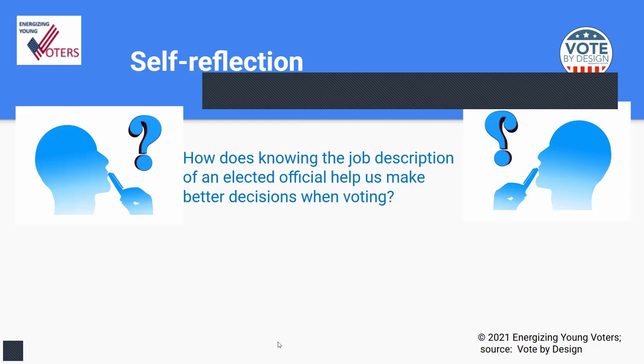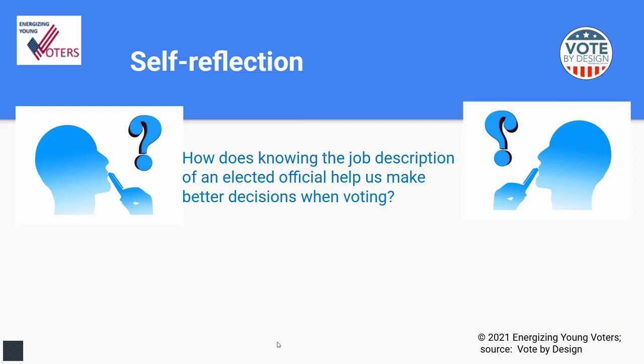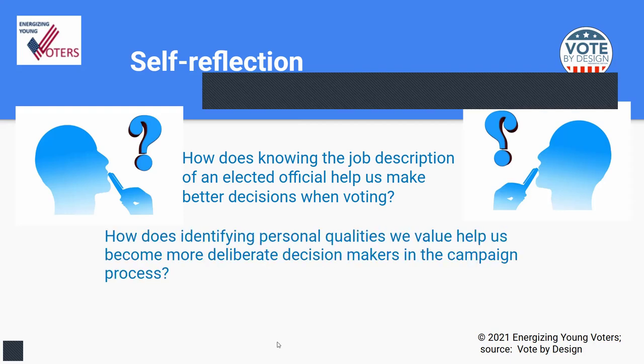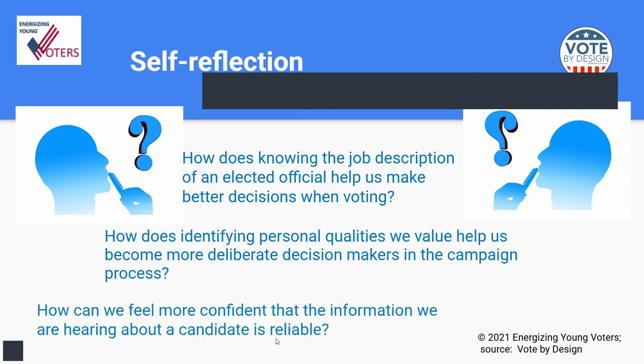Okay, at this point, the major part of the lesson is finished. So we ask the kids to reflect. How does knowing the job description of an elected official help us make better decisions when voting? And there's a brief discussion. Secondly, how does identifying the personal qualities we value help us become more deliberate decision makers? And then lastly, how can we feel more confident that the information we're hearing about a candidate is reliable? So those are the things that you would ask.